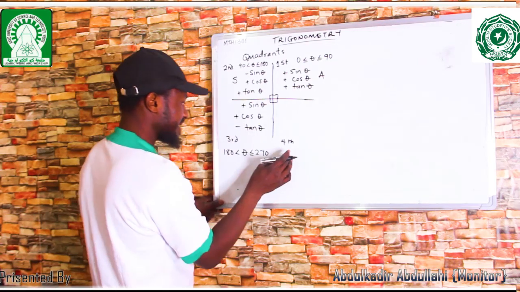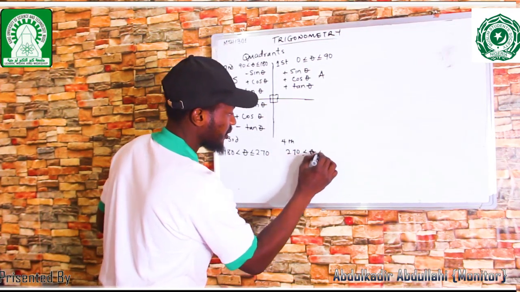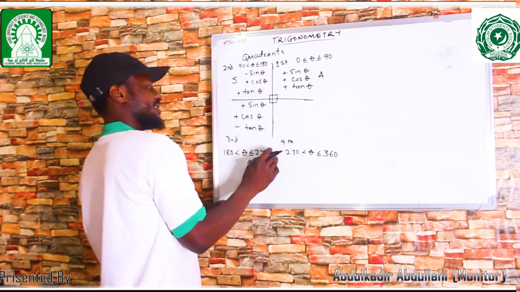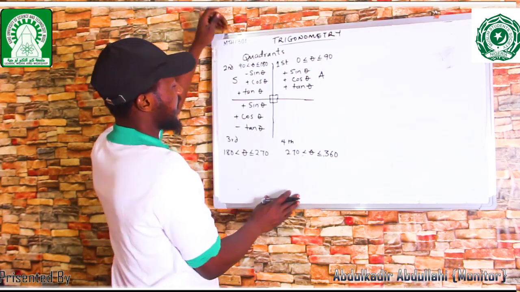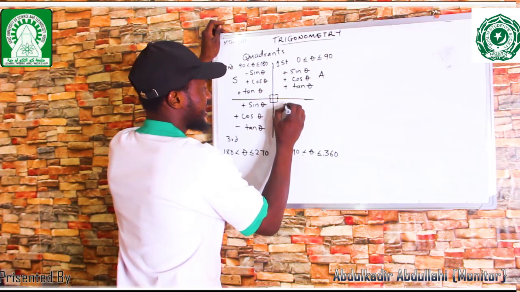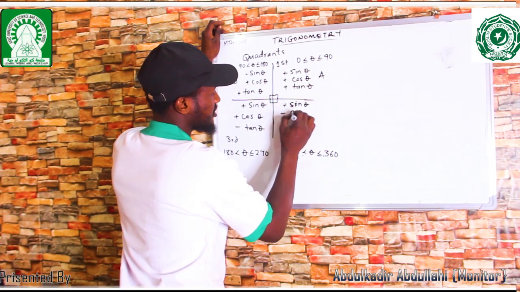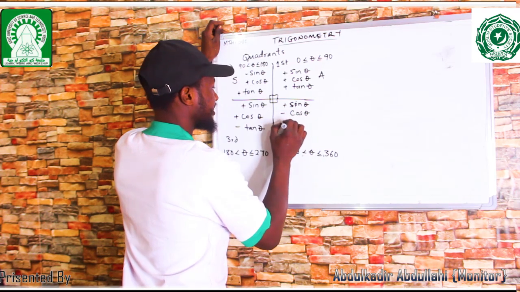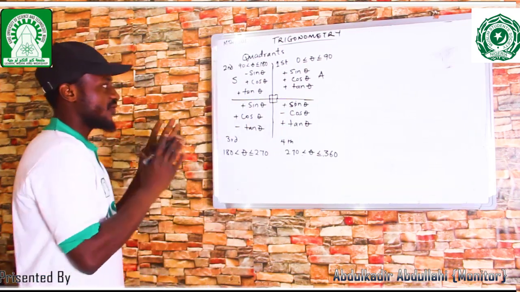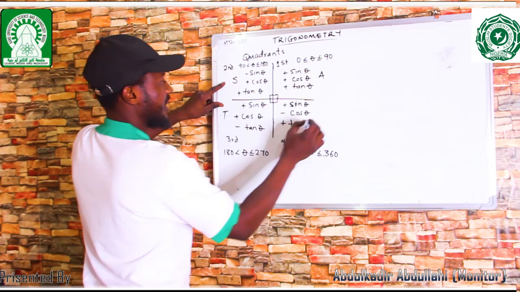Now the last quadrant is the numbers between 270 and 360. And in this last quadrant, all the trigonometric ratios are positive except cos. Sine is positive here, cos is negative, and tan is also positive. This quadrant is very, very important. In this case, we call it T.